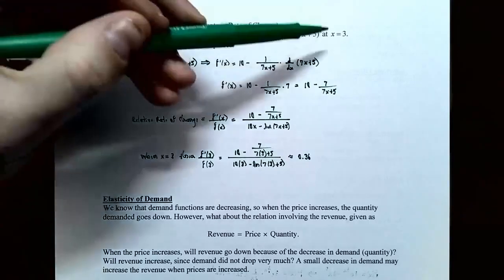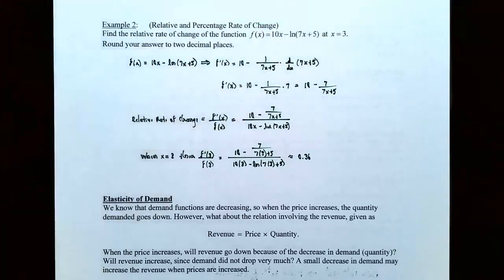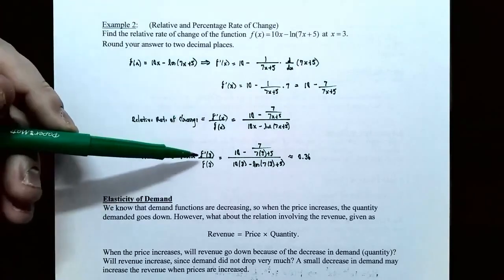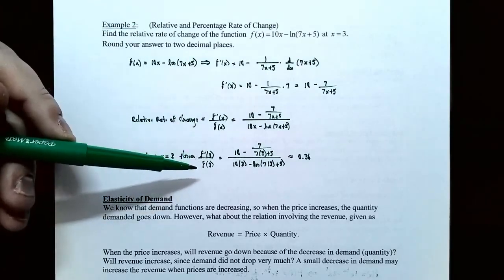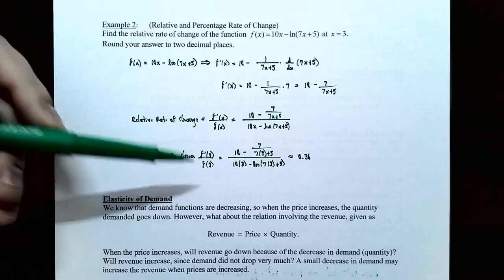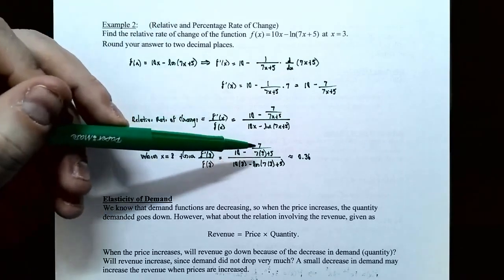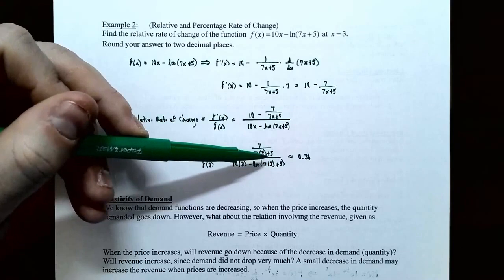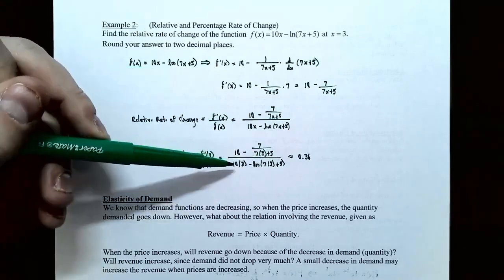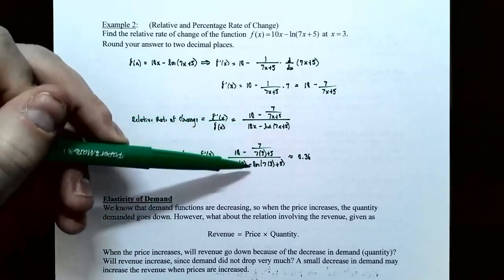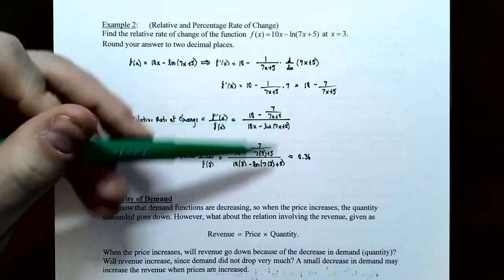Now let's find the relative rate of change when x is equal to 3. So now when x is equal to 3, plug in 3 into the derivative in the numerator and plug in 3 into the denominator, which was the original function. So 10 subtract 7 divided by 7 times 3 plus 5, all divided by 10 times 3 for the x, subtract natural log of 7 times 3 plus 5.